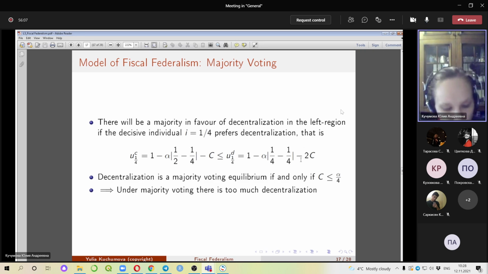So one remark I want to make here is that... Before your remark, is that result only for the left region? Yes, we didn't discuss this, so thank you. Because of the symmetry.